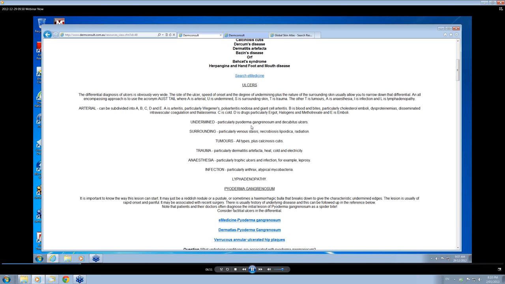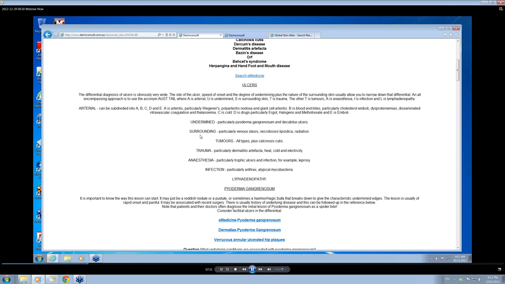Undermined, we've said particularly pyoderma gangrenosum and decubitus ulcers. Now these are usually pressure-induced ulcers, particularly on the buttock area, and you get ischemic necrosis of the central parts and some undermining as well. They can come on suddenly, so you might confuse those two. Pyoderma gangrenosum, I think we'll come to it later, but you're going to see that in patients with ulcerative colitis, Crohn's, some arthritic disorders, both seropositive and seronegative, myeloid disease, myeloproliferative disorders, chronic myeloid leukemia.